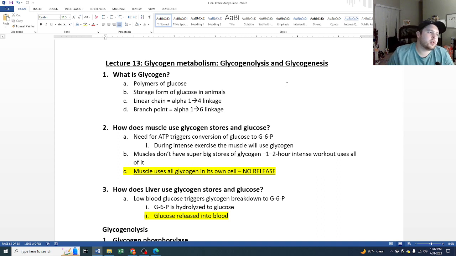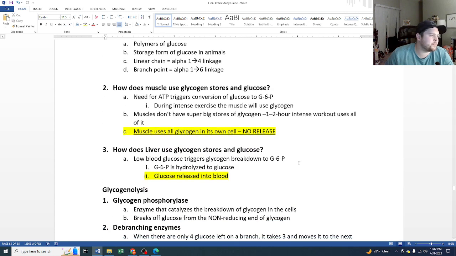So how does muscle use glycogen stores and glucose? The need for ATP triggers the conversion of the glucose to G6P. Muscles don't have super big stores of glycogen, so in a 1 to 2 hour intense workout, you will use all of it. The muscle uses all glycogen in its own cell. It does not release it. The liver will, in fact, release it into the blood, though. So the liver is in charge of maintaining our blood glucose.